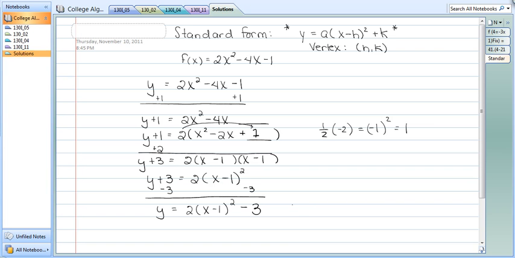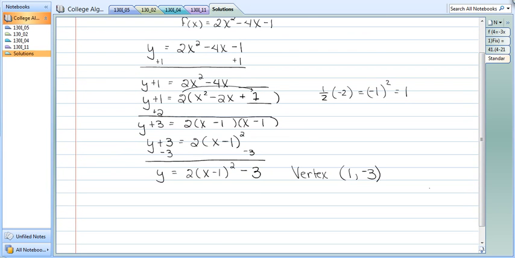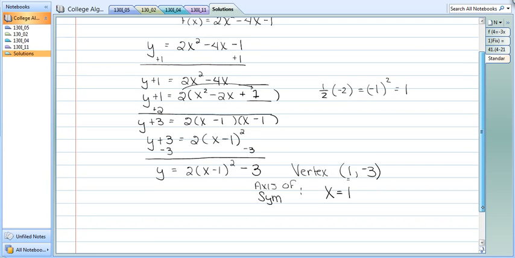And from here, I can locate the vertex, which is positive 1, negative 3. Remember, the h is 1, the k, in this case, negative 3. And then the axis of symmetry, remember, is a vertical line, so it's going to have the equation x equals, and it's going to be the x value of your vertex, so in this case x equals 1.